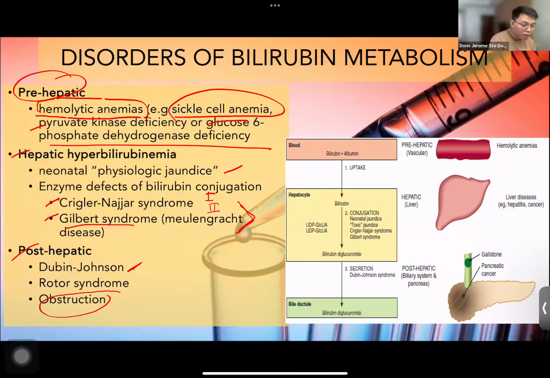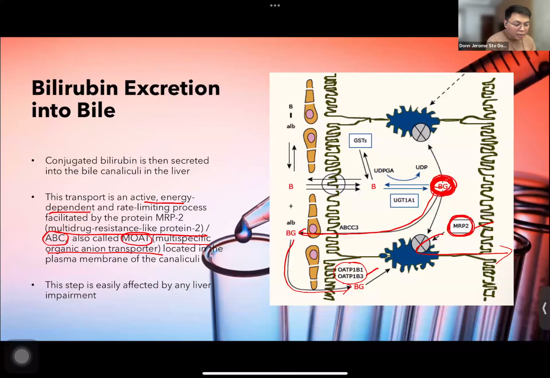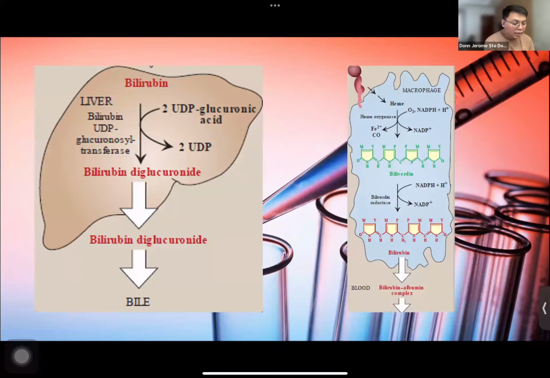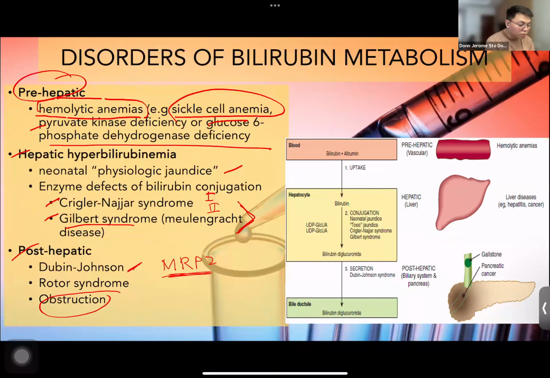Dubin-Johnson syndrome is a problem in the MRP2 transporter. Nakita na ba natin to? Yes, Doc. After makonjugate ng bilirubin, the transporter before the bile canaliculi is the MRP2 transporter. When this is defective, na-conjugate mo na ba yung bilirubin? Yes po, Doc. So ano mag-elevate sa'yo? Conjugated bilirubin.